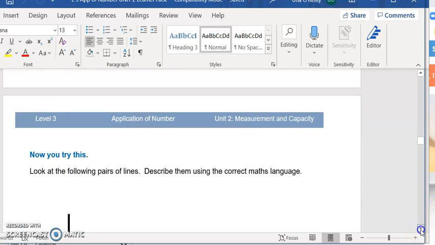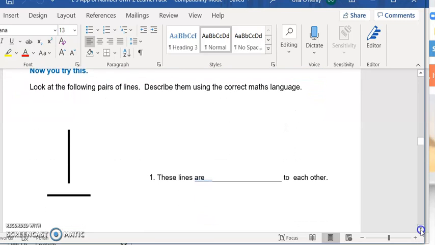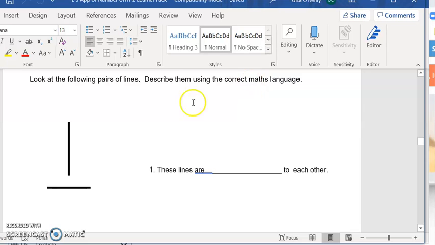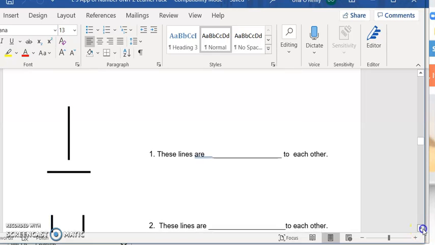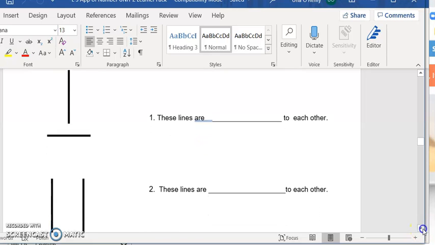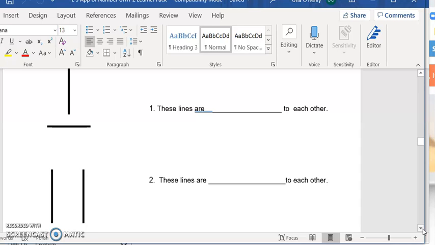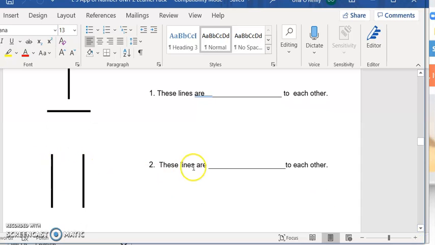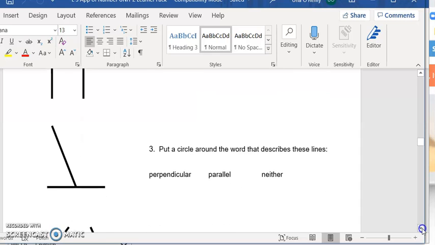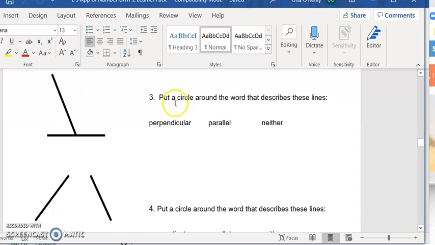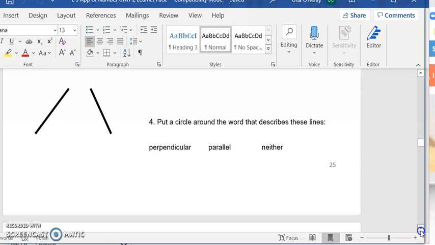Now, next page, look at the following pairs of lines and describe them using the correct maths language. You can imagine that's extended down there. So I want you to tell me what those lines are. They are something to each other. Remember the maths language that we've just used on the previous page. And same with this one. These lines are something to each other. So I don't want to hear that they're straight. I want to hear that they're either perpendicular or parallel. You tell me which. Then you go on to these two sets of lines and you circle the word that describes them. So are they perpendicular, parallel, or neither? You tell me that.